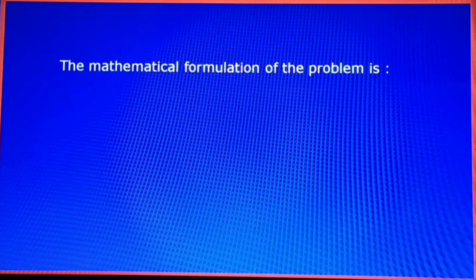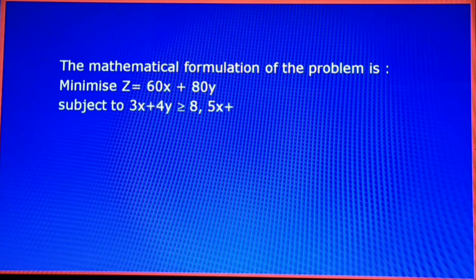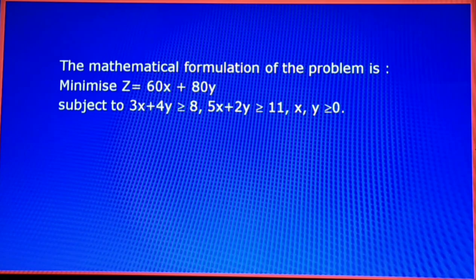The mathematical formulation of the problem is: minimize cost 60x plus 80y subject to constraints 3x plus 4y is greater than or equal to 8, that is vitamin A content; 5x plus 2y is greater than or equal to 11, that is vitamin B content; x, y is greater than or equal to 0. Here, from here you may get questions.